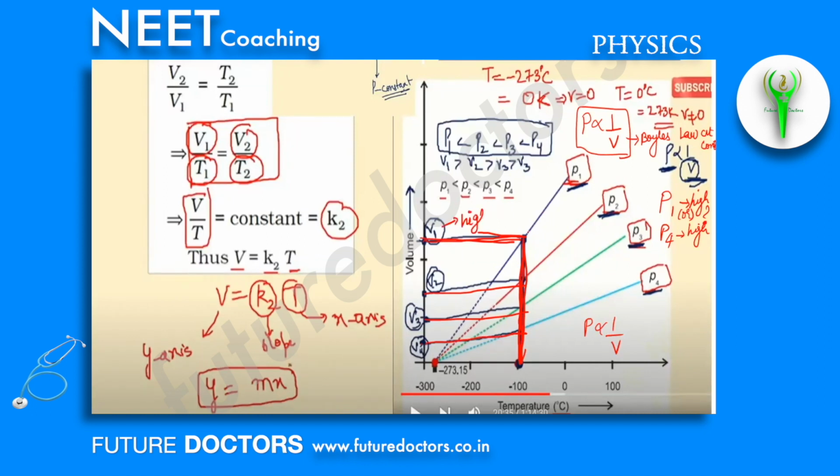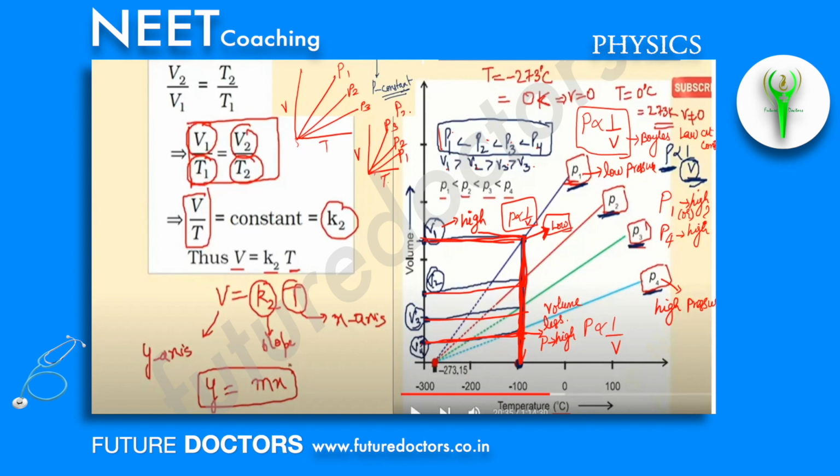So that means pressure is inversely proportional to volume. So if volume is less, pressure should be high. P1 is low pressure, then P2, then P3, then P4. V1 is high volume, then V2, then V4. So P3 is greater than P2, then P1. So P1 is less than P2, then P3. So you should know.